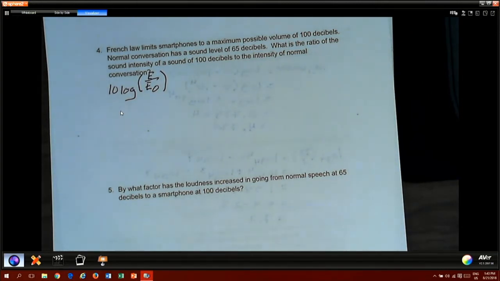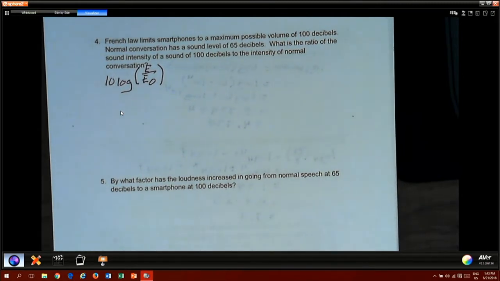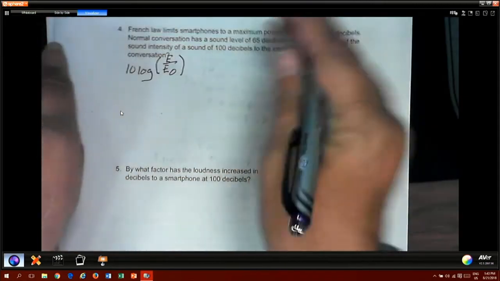So this one tells us French law limits smartphones to a maximum possible volume of 100 decibels. Normal conversation has a sound level of 65 decibels. What is the ratio of the sound intensity of the sound of 100 decibels to the intensity of normal conversation?